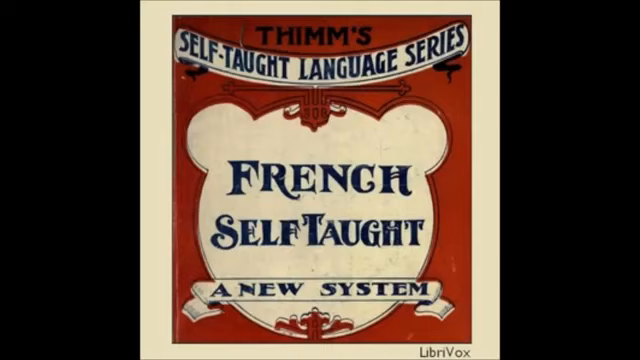Pluperfect. I had been, j'avais été; thou hadst been, tu avais été; he had been, il avait été; we had been, nous avions été; you had been, vous aviez été; they had been, ils avaient été. Past anterior.